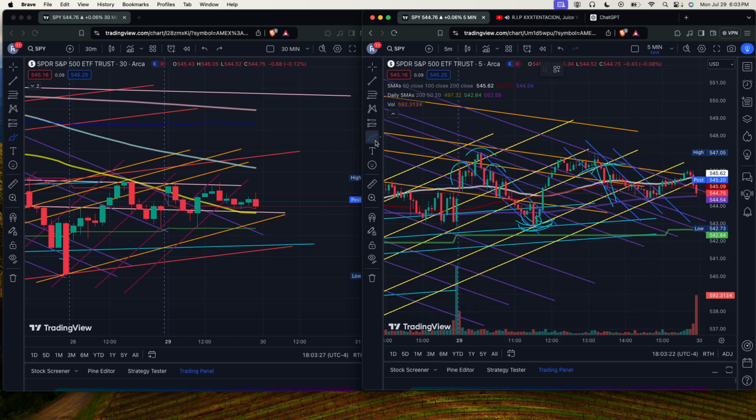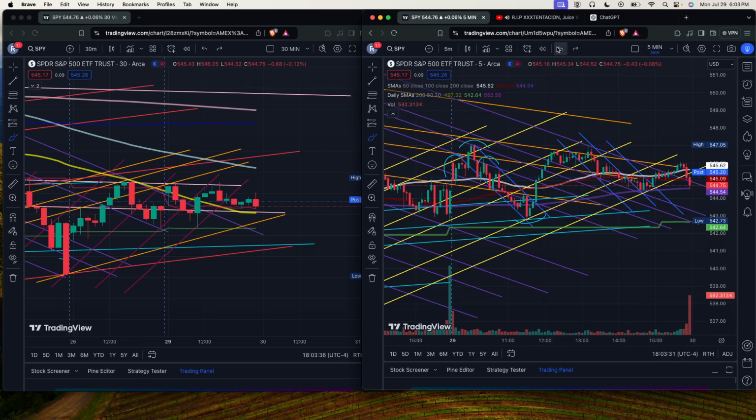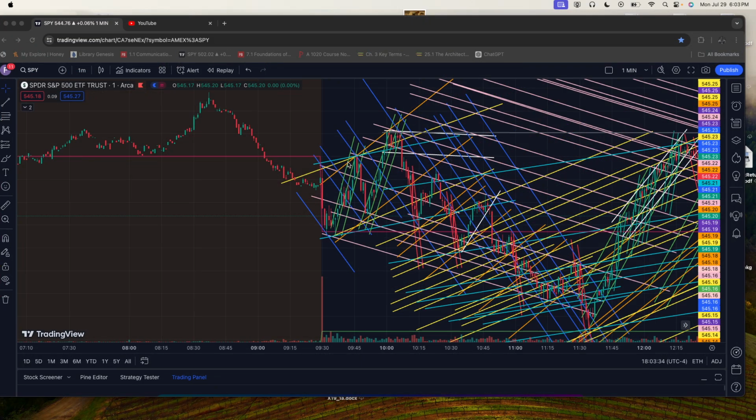Based on good risk to reward. For example, a trade right here, right? It's pretty good right here at the break of yellow. But yeah, I'm going to show you that intraday as well. But I want to switch up, okay?